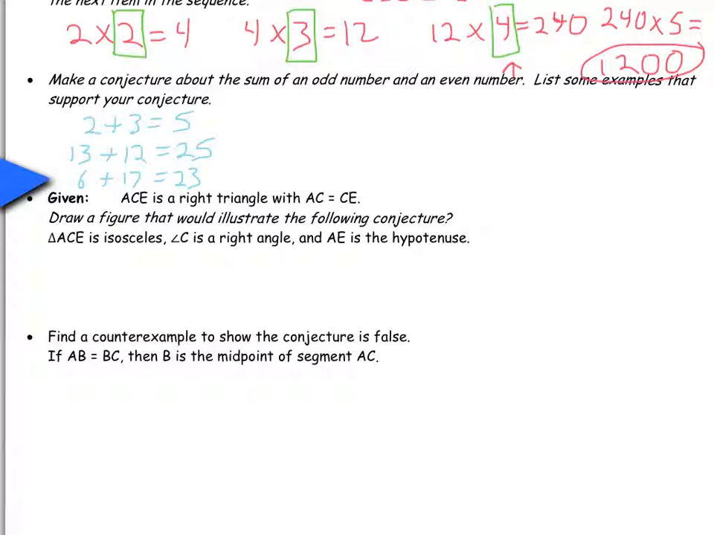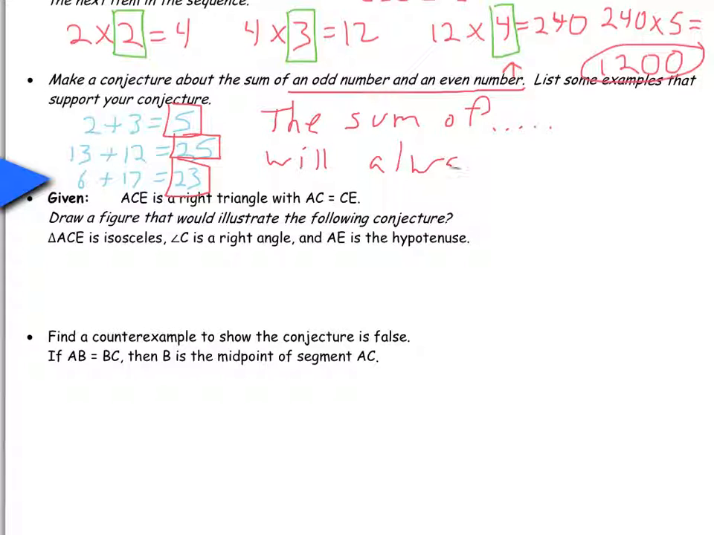If I was making a conjecture based on these examples, I would say that the sum will always be odd, won't it? Each of these sums is odd. So I would say the sum of an odd number and an even number will always be odd. Unless someone came up with a counterexample, which I don't think you would be able to, that is a true statement.